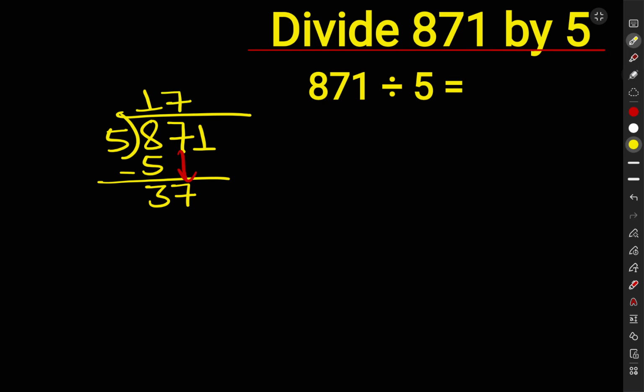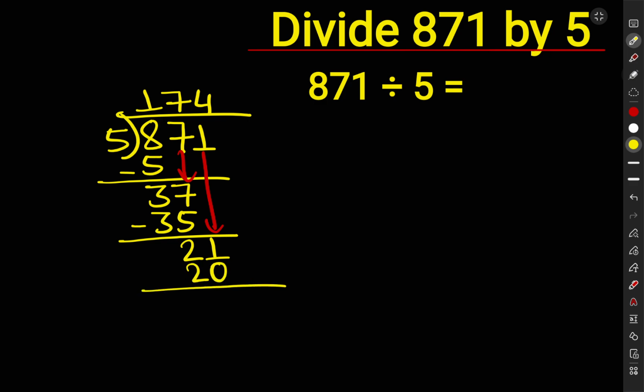5 times 7 is 35. On subtracting we get 2. So again we put down this 1 and it is 21. 5 times 4 is 20. On subtracting we get 1.